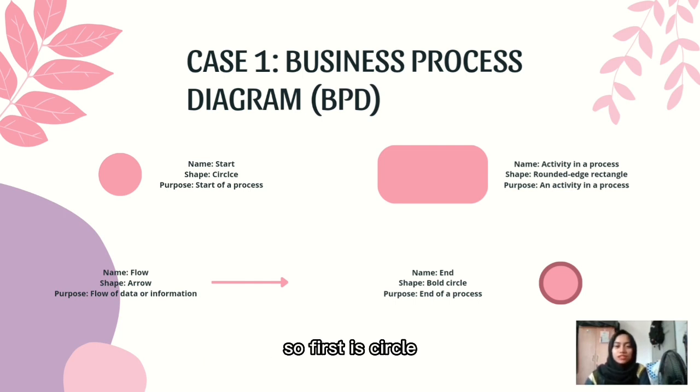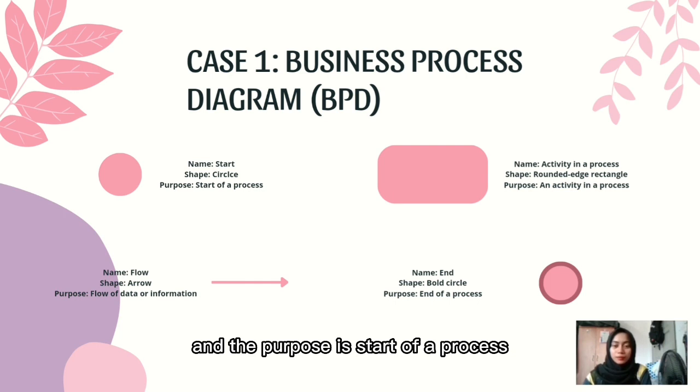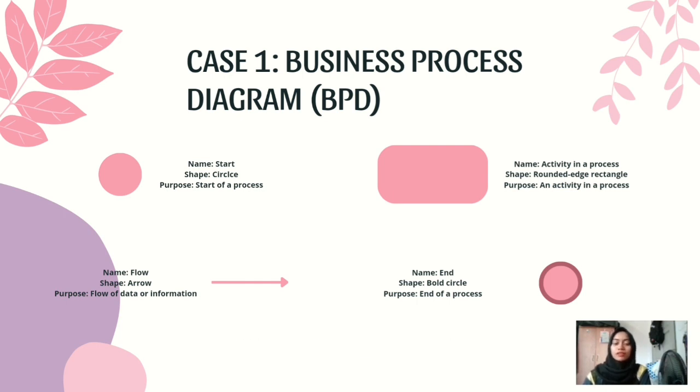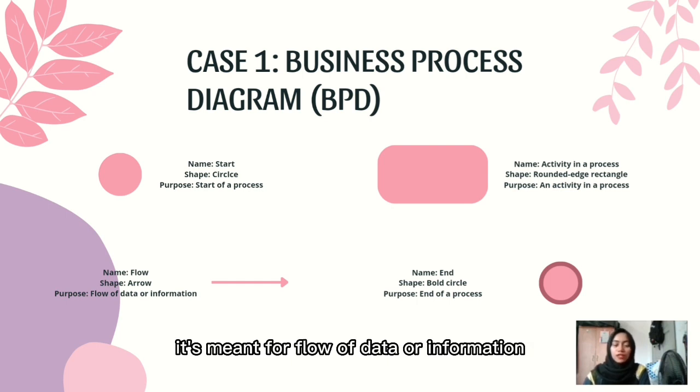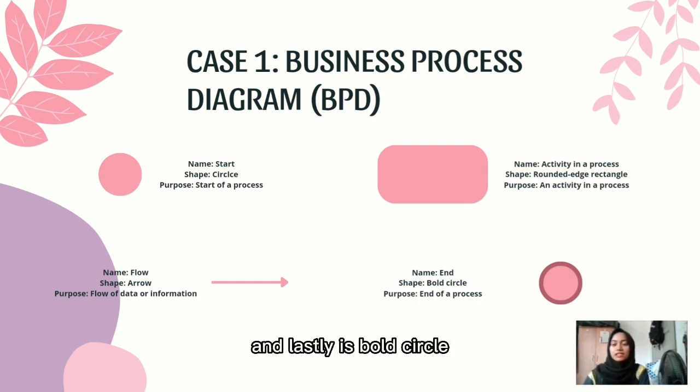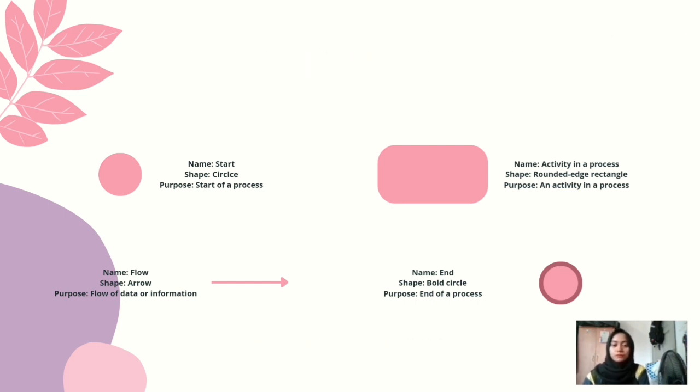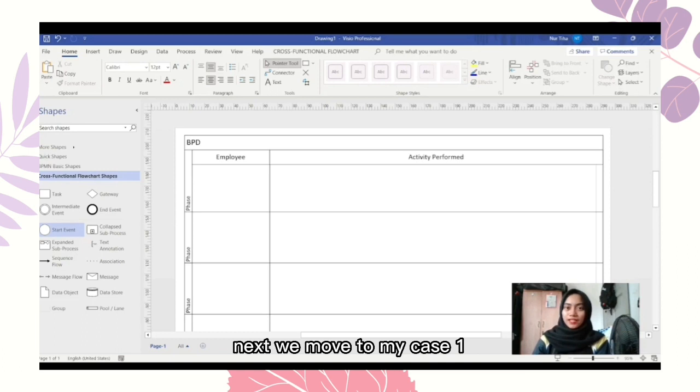Okay, so first is circle. The name of the circle is start, and the purpose is start of a process. Second is round edge rectangle. It's meant for activity in a process. Third is arrow. It's meant for flow of data or information. And lastly is whole circle. It's for end of a process. Next, we move to my case 1, which is Business Process Diagram, BPD.